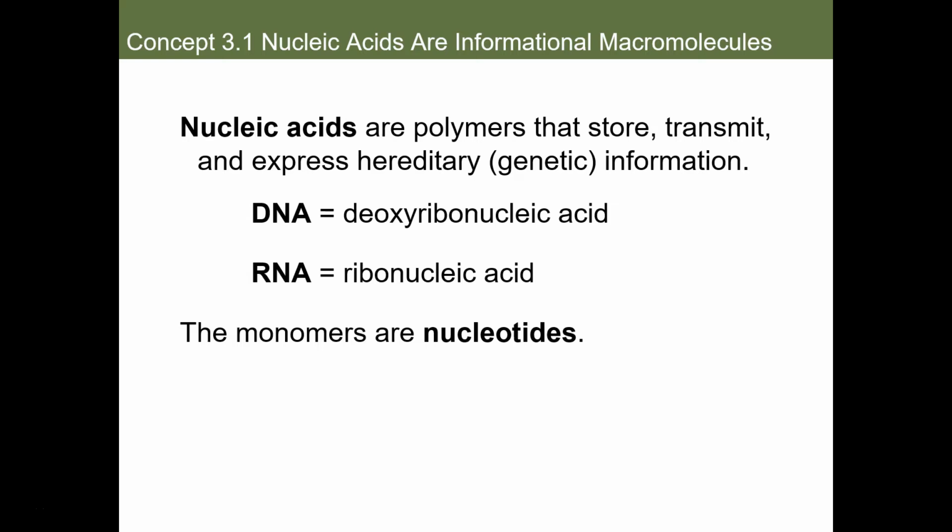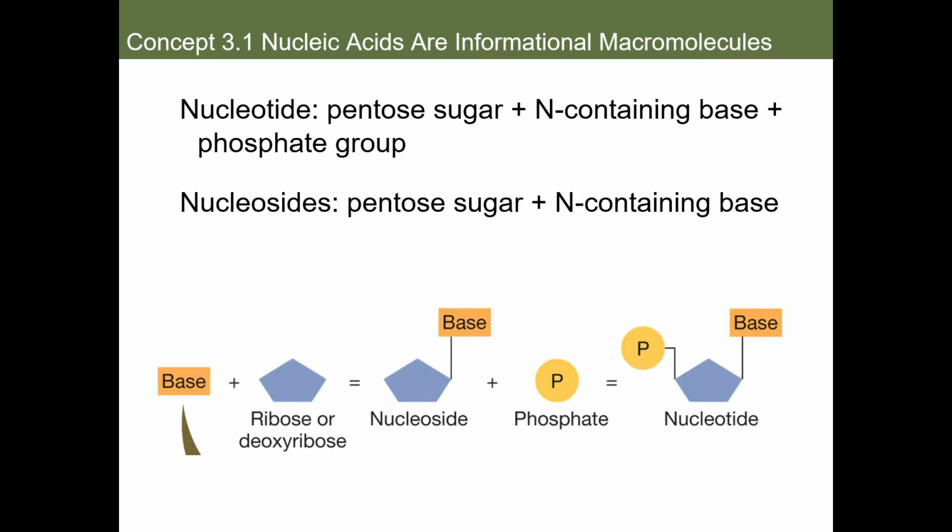Now, nucleic acids by definition are polymers that store, transmit, and express heredity, also known as genetic information. DNA is known as deoxyribose nucleic acid, or deoxyribonucleic acid, and RNA is just ribonucleic acid. They have a special monomer known as the nucleotide. Now, the nucleotide itself is fairly basic, but it's got a little bit more going on. It actually includes another macromolecule, but the nucleotide is pretty simple.